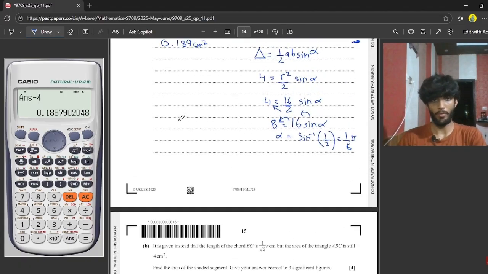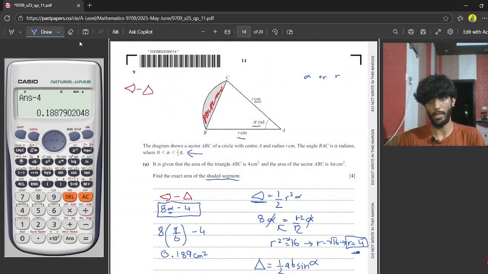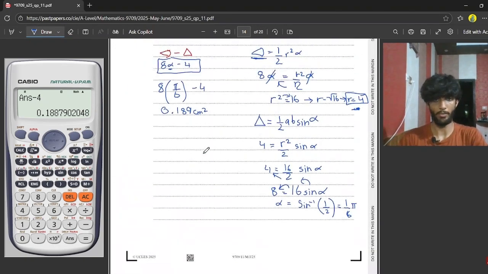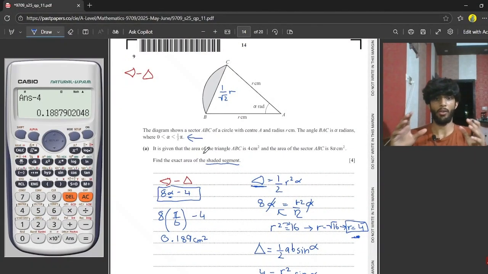Okay, so now what they've done is they've said that this chord is 1 by under root 2 r centimeters. Let me check if that's what they said, and yes, that is what they said. What we have to do now is find the area of the shaded region again.